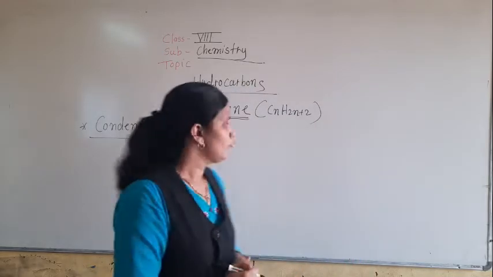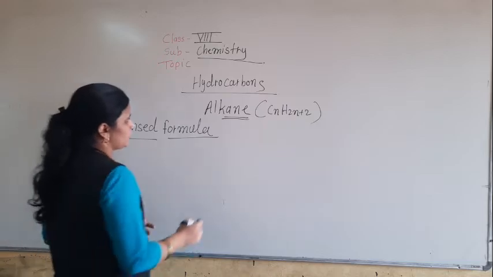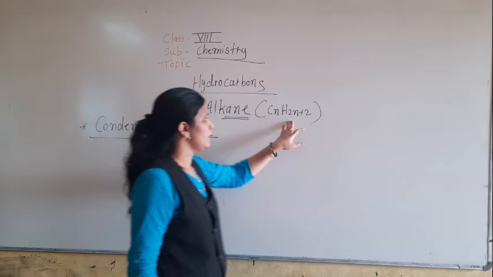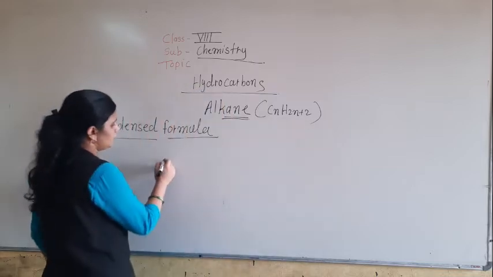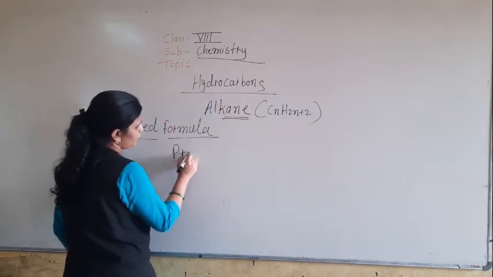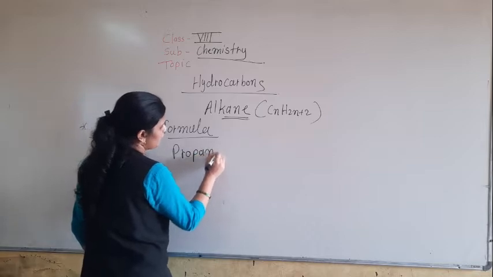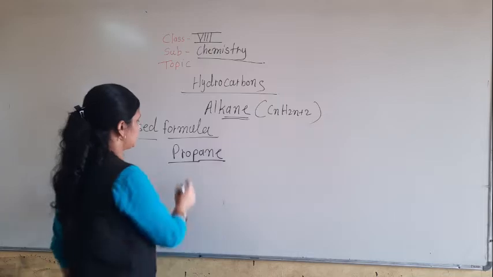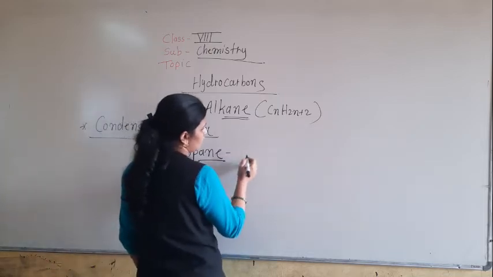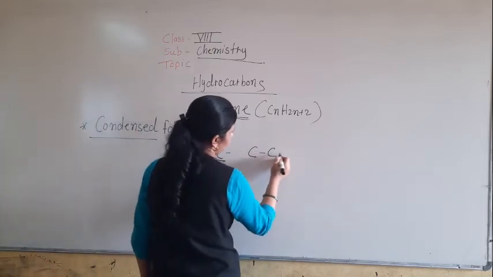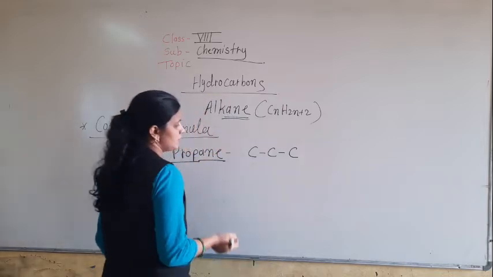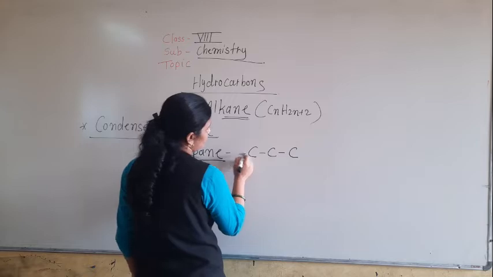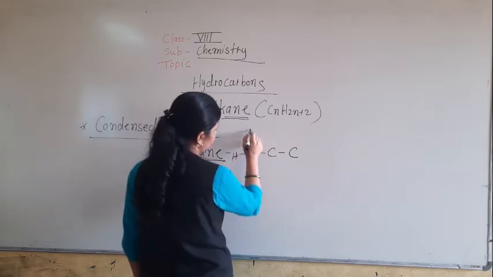Now see what we have learned before, that is alkane, and this is the general formula, CnH2n+2. Now we will take propane. Propane means how many carbons are present in this? Prop means three carbons, one, two, three, and according to this formula, C3, then how many hydrogen atoms?